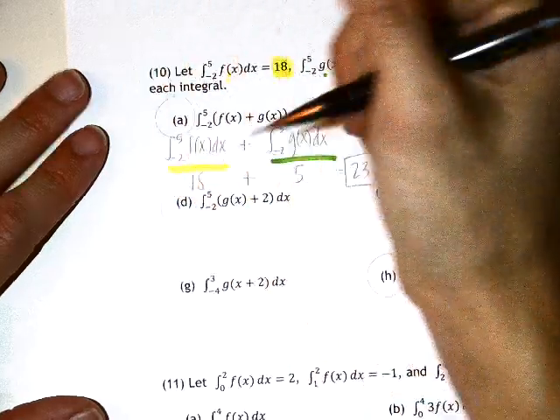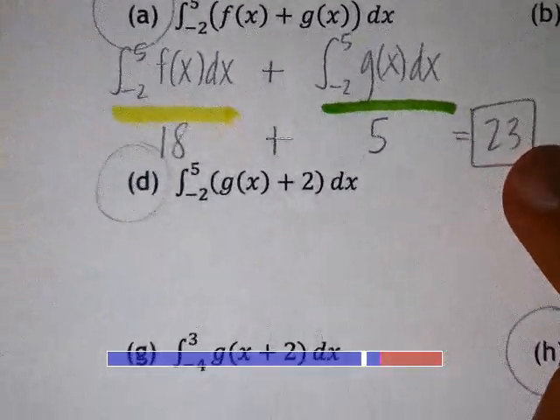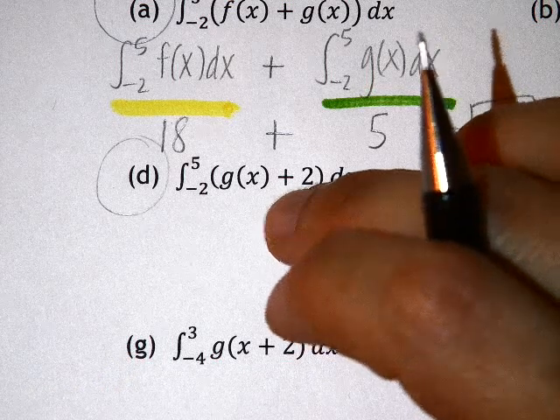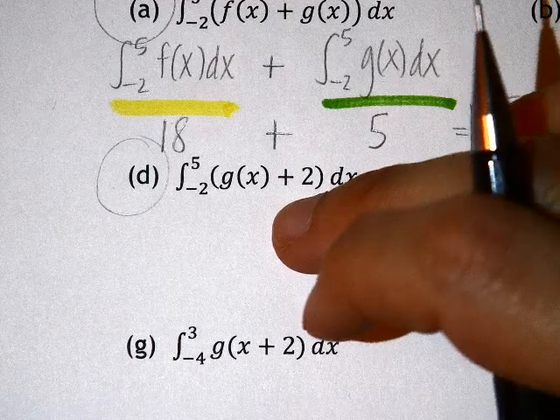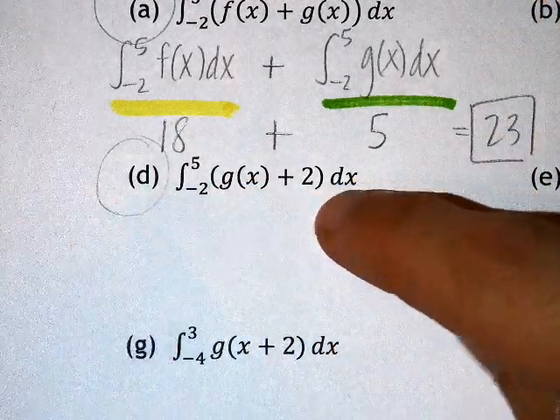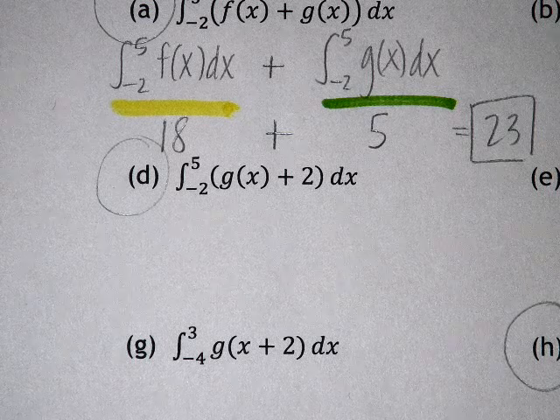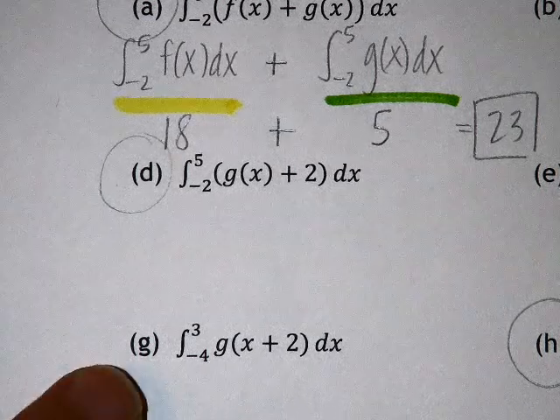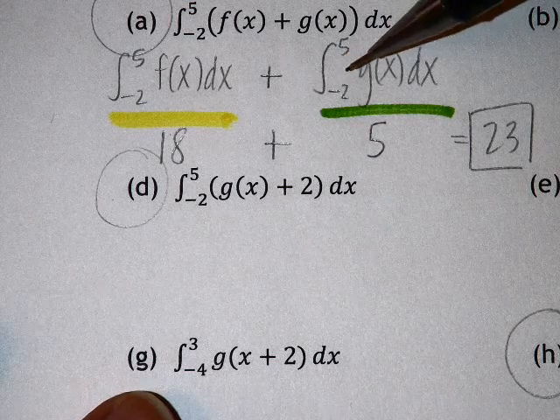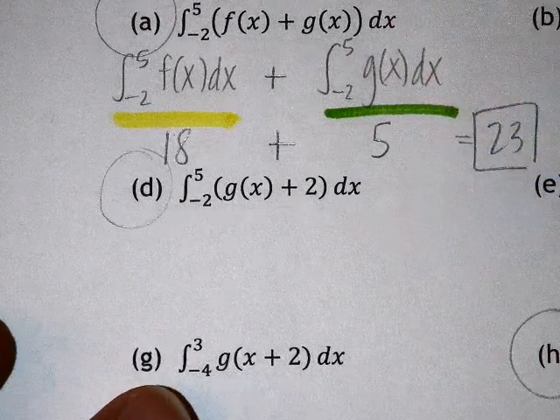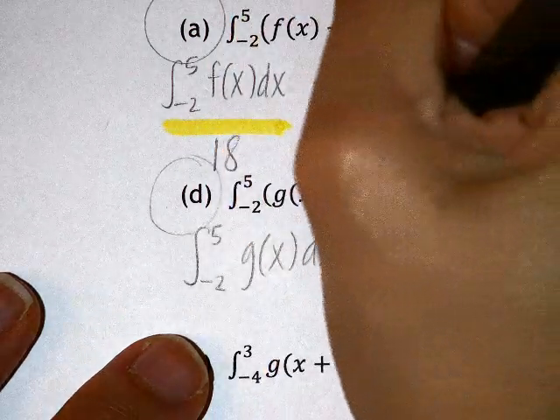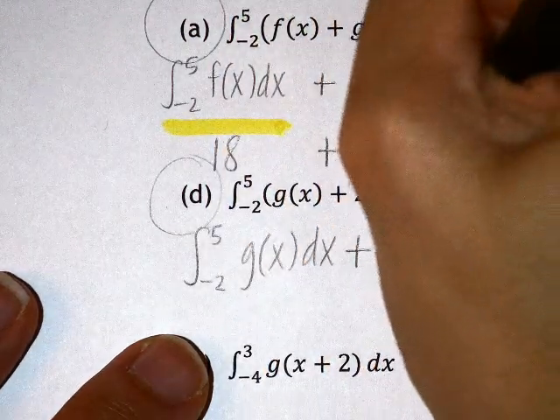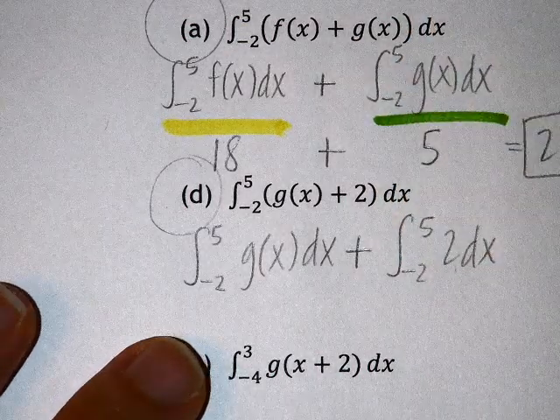In question letter D, we're going to, once again, notice that it's a sum and use the rule that we saw on page 2 that says we are totally allowed to break up an integral that contains a sum into two completely separate integrals. That strategy really comes in handy often, and we did the same thing in letter A and it paid off there, so it's probably the right move in letter D as well. I'm going to break this again into two integrals: the integral from -2 to 5 of g of x dx plus the integral from -2 to 5 of 2 dx.